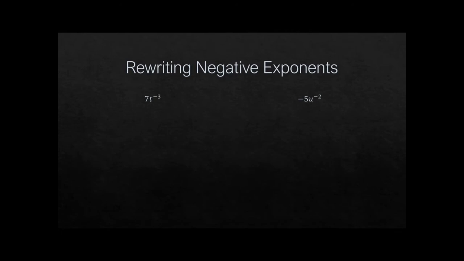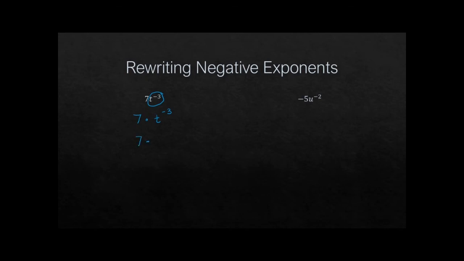So here I've got 7t to the -3. In this case, only the t has the negative exponent because it's not in parentheses. That's really important to pay attention to because the parentheses group things together, and if they're not in parentheses, you assume it's only what it's directly attached to. So when we want a positive exponent, we're just taking the reciprocal of t to the -3. You want to make sure that you separate that out.